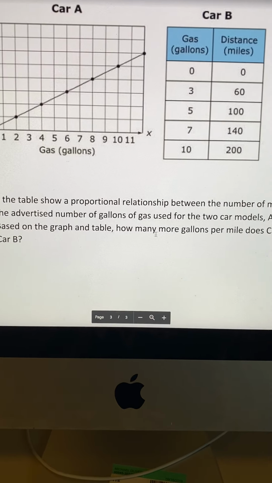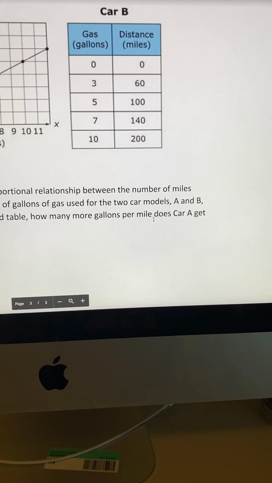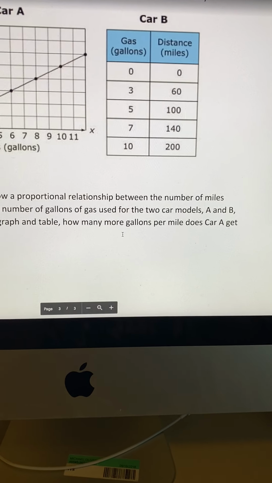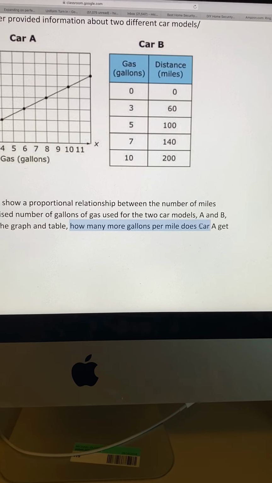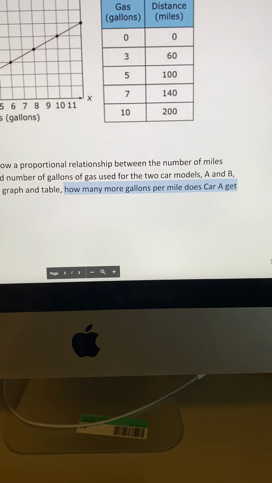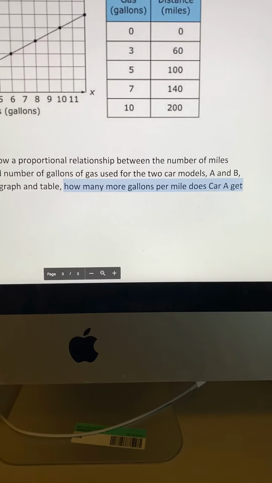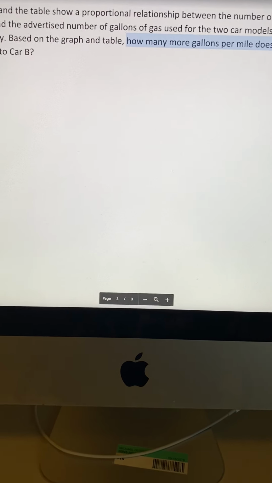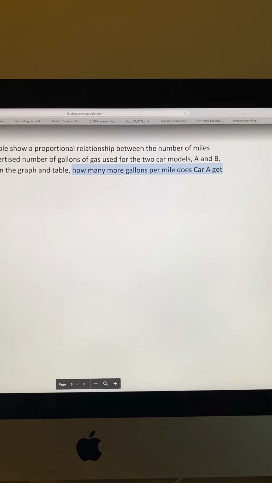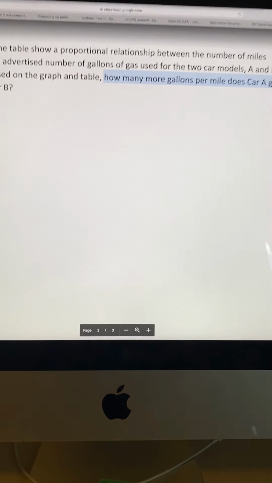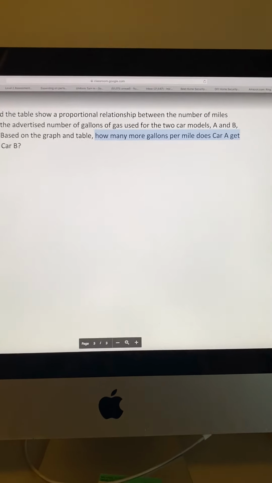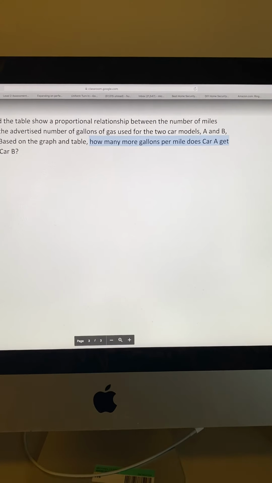They want to know how many more gallons per mile. How many more gallons per mile does our car A get? Okay, number one, this sentence is poorly written. How many more miles per gallon, not gallons per mile? That doesn't even make sense, doing gallons per mile. So the answer to this one would be car A, and it tells you car A gets more miles per gallon than car B, but it gets 5 more miles per gallon is what they're asking. I don't like this question because it messes it up so badly.